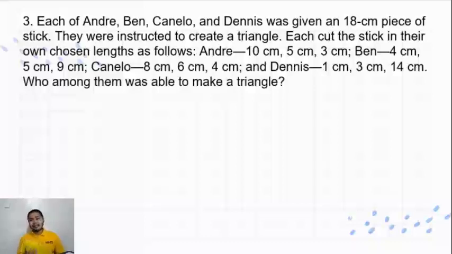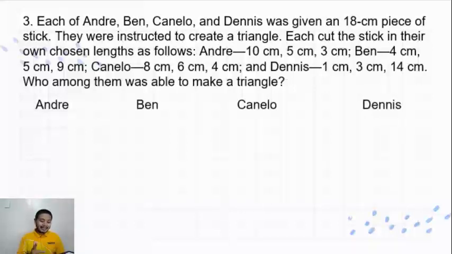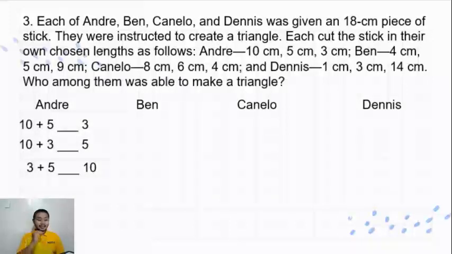So, i-apply lang naman yan natin dito yung triangle inequality theorem. Yung side 1 plus side 2 is greater than side 3. So, gagawin natin dito, i-list natin yung pangalan nila. So, yung kay Andre muna tayo. Okay, Andre, ilista natin yung mga two sides, tapos i-add natin sila. So, yan yung tatlong sides, yung 10, 5, and 3. So, kuha tayo ng dalawang sides, ipag-add natin sila. Okay, so 10 plus 5, 10 plus 3, at saka 3 plus 5.